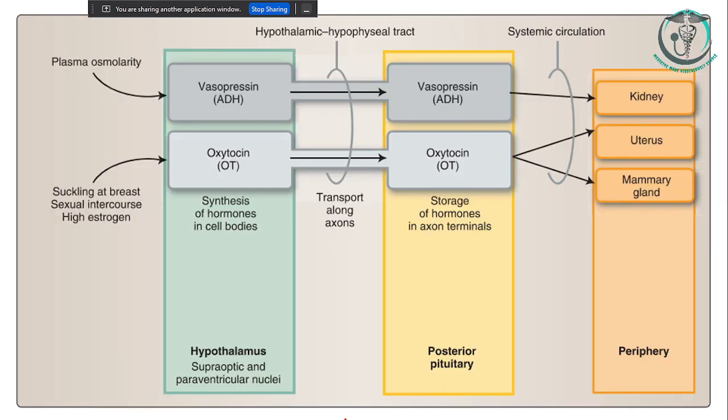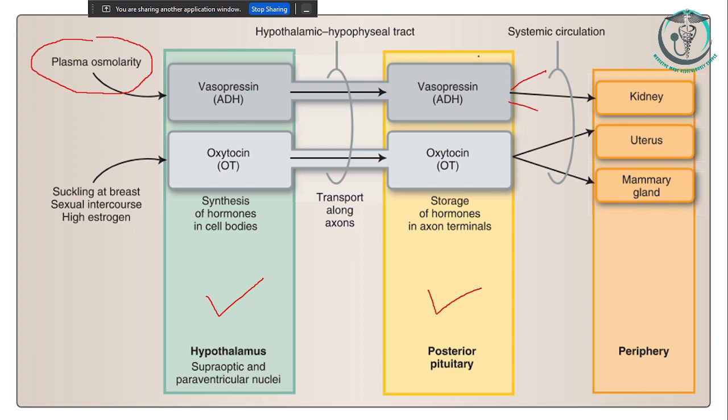Okay, so this is a diagram summarizing what I've talked about. From this diagram, plasma osmolality has an effect on vasopressin release, which is ADH. Take note of this beautiful diagram. It's showing you that the first table represents the hypothalamus. The second table represents the posterior pituitary gland. You can see that these hormones are synthesized within the hypothalamus, then taken to the posterior pituitary gland, and stored. They will then be released whenever there is a stimulation.